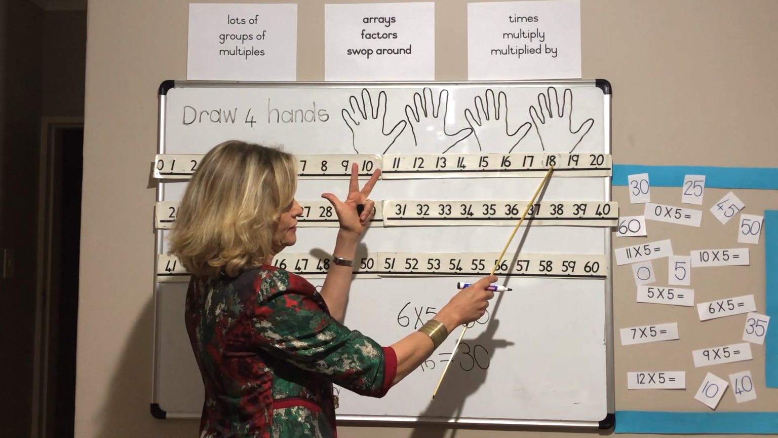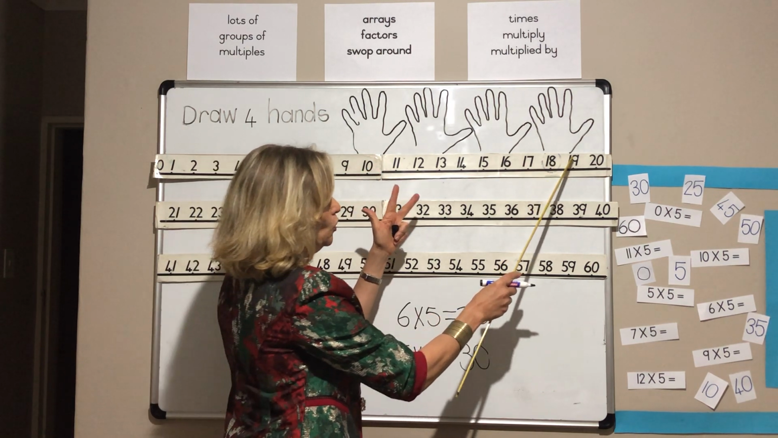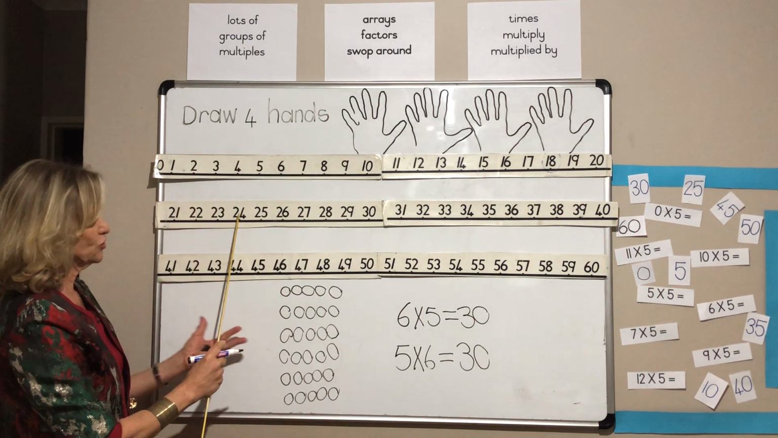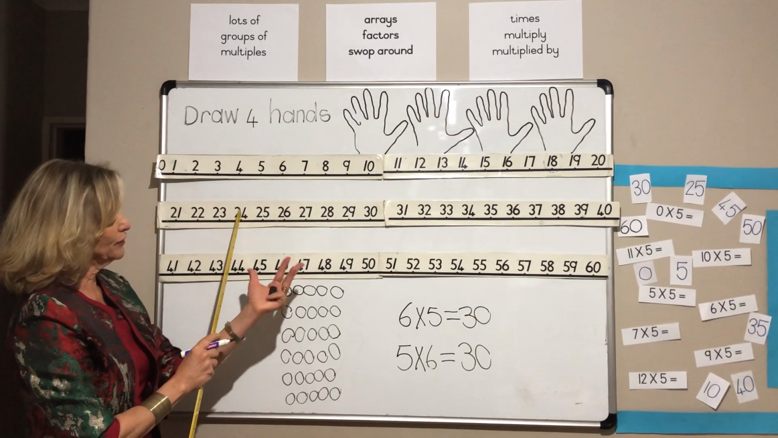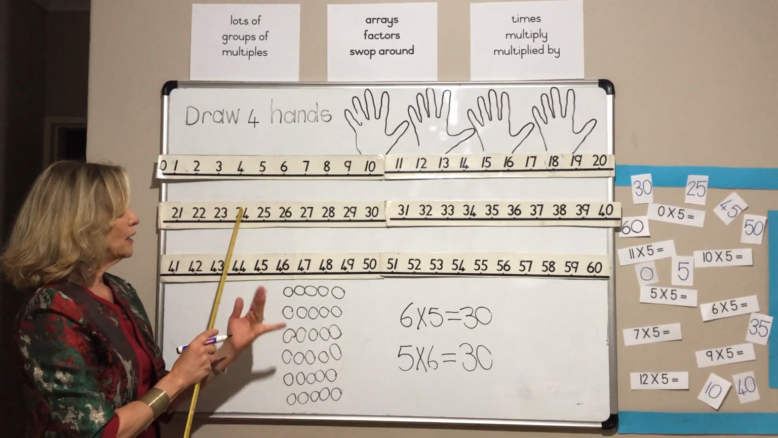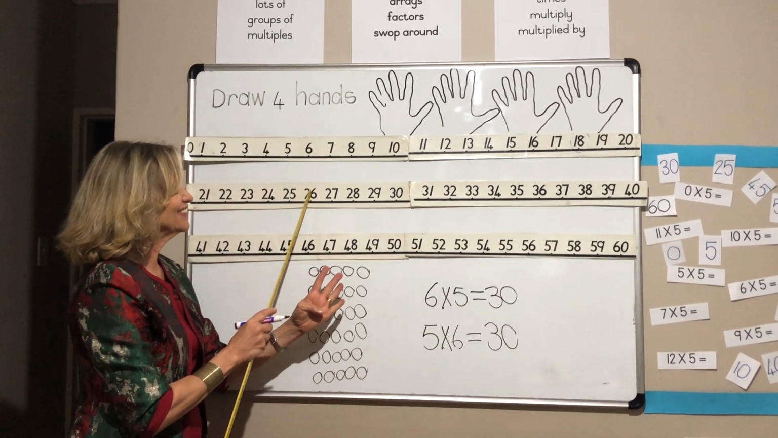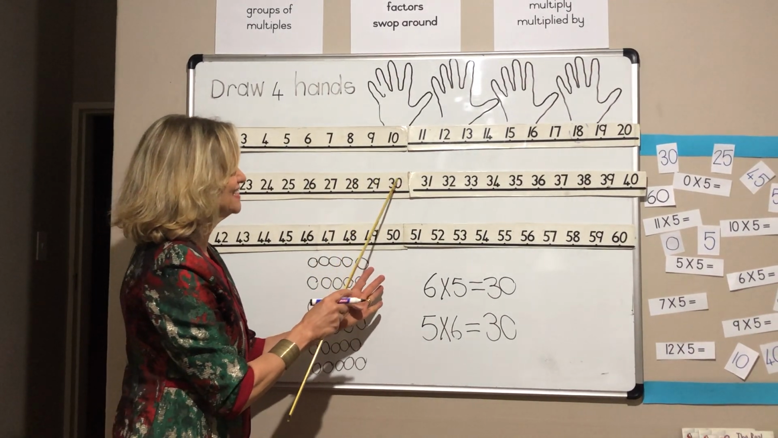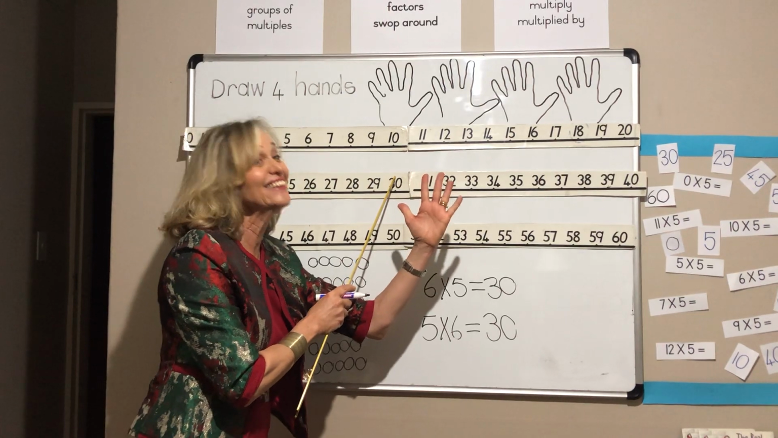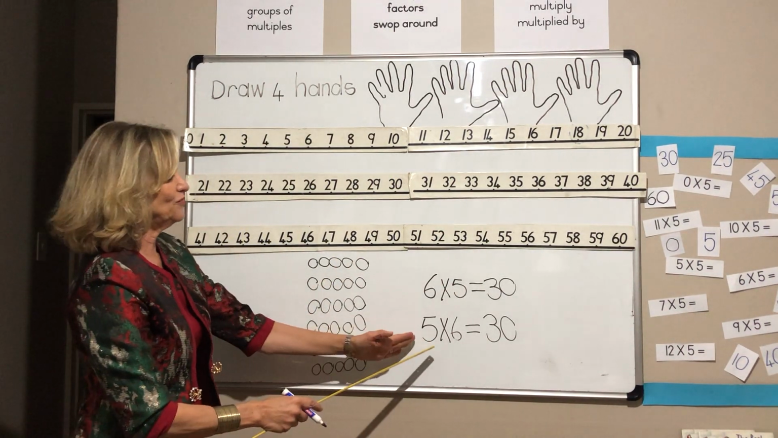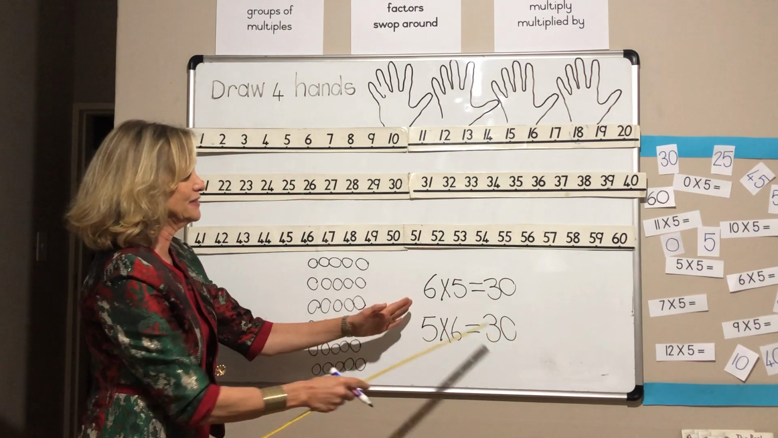Now we've added 6 3 times. Plus 6, 1, 2, 3, 4, 5, 6 is 24. Now I've done it 4 times. Okay. Plus 6, 1, 2, 3, 4, 5, 6. And where did we get to? We got all the way back to 30. Can you see? So 5 times 6 is 30.